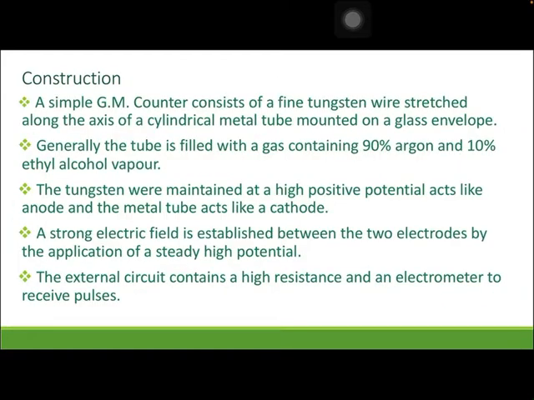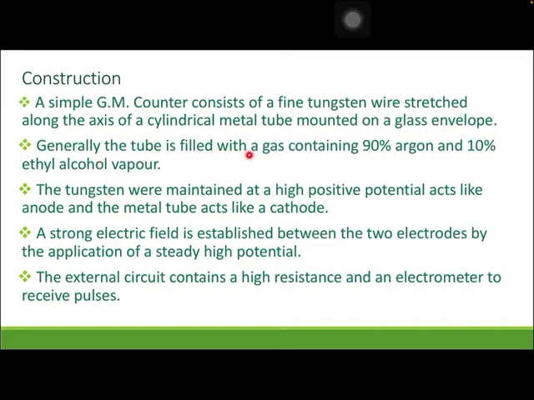Okay. So now in construction, a simple GM counter consists of a fine tungsten wire stretched along the axis of a cylindrical metal tube mounted on a glass envelope. Okay, I'll be just referring to the figure after this slide, and in that you can visualize all this actually. Okay, so a simple GM counter consists of a fine tungsten wire stretched along the axis of a cylindrical metal tube mounted on a glass envelope.